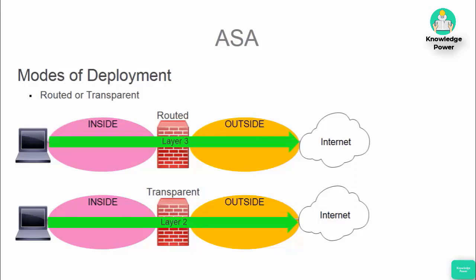A use case for transparent mode would be if you had a LAN segment that you wanted to inspect traffic on that had no routing capabilities, then you could use transparent mode to enforce traffic at a layer 2 level. Routed mode is the default mode. To switch to transparent mode if you need to, you would use the global configuration command firewall transparent.